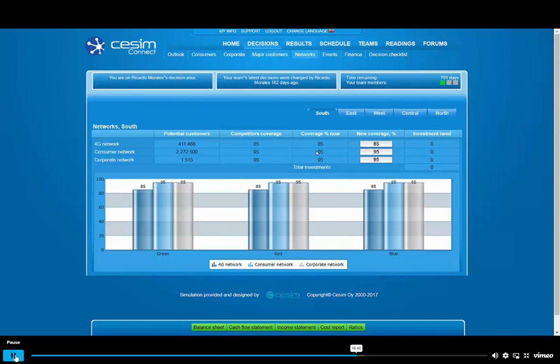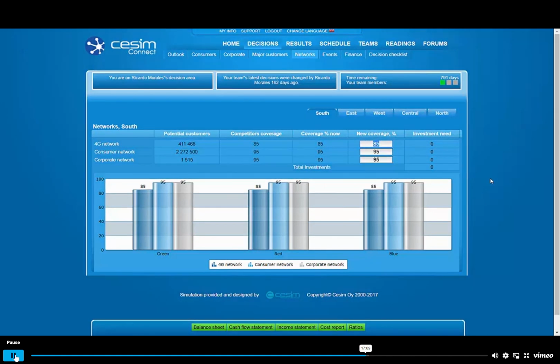Networks is the next section, and here we have 5 regions: south, east, west, central, and north. And we have 3 network components here: 3G network, consumer network, and corporate network. We can always see the amount of potential customers in the region for each of these network types, and then we can see the competitor coverage, and we can see our own coverage, and then we decide what we want to be the coverage in the future.